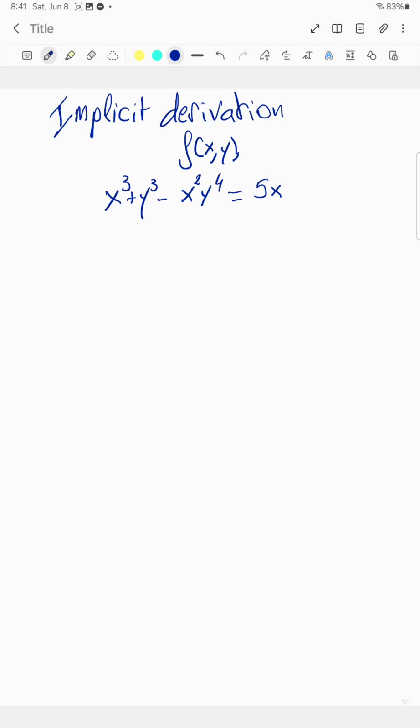In this video, we will be talking about implicit derivation and I will explain the concept while deriving that function, which is x to the power of 3 plus y to the power of 3 minus x squared y to the power of 4 equal 5x.